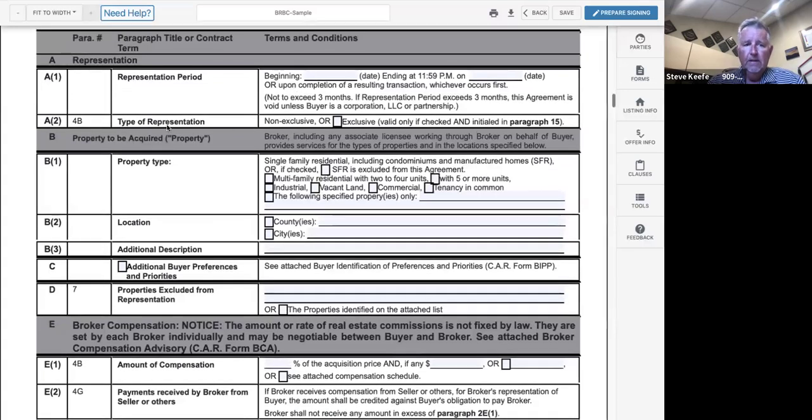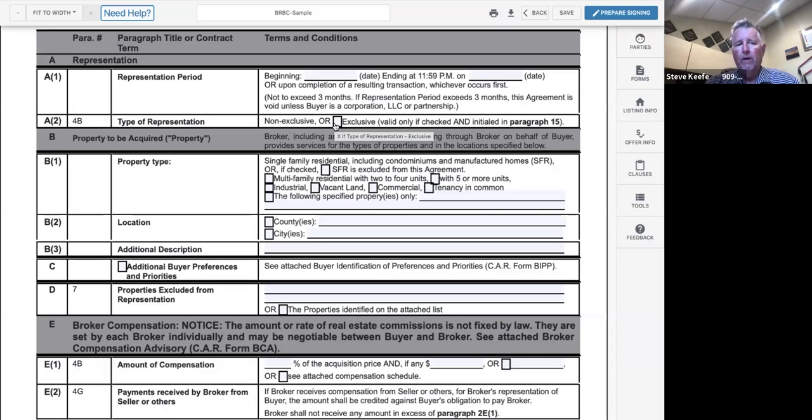Then the next section is the type of representation, and this is pretty important. So it defaults to non-exclusive. If you want the agreement to be exclusive, in other words, you want to be monogamous, and you want to be committed to the buyer and the buyer committed to you, then you would check exclusive. And then in turn, under paragraph 15, further on, there's additional explanation of what exclusive means so that the buyer has to initial and acknowledge that. So it's kind of foolproof where the buyer can't come back and say, well, you didn't tell me this. It's forcing them to acknowledge in a couple of spots. So non-exclusive, good. Exclusive, better.